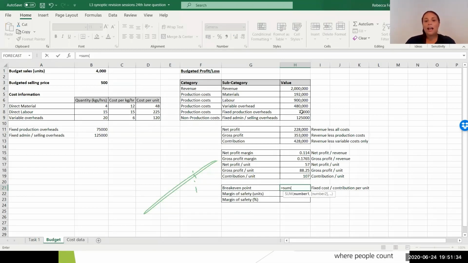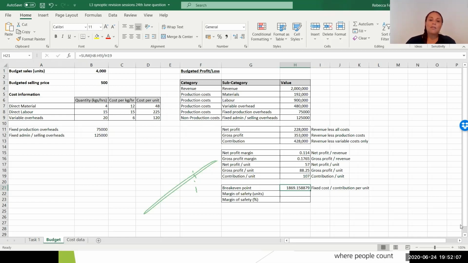different way. So adding up our H8, which is our fixed production overheads, and our H9, which is our fixed admin overheads. So you could have used these ones in column B as well. That would be absolutely fine. But I'm going to use these ones here, add those two up, and then I'm going to divide it by my contribution per unit, which is my H19, which is going to give me a break-even point of 1,869 units. Is everyone happy with that?